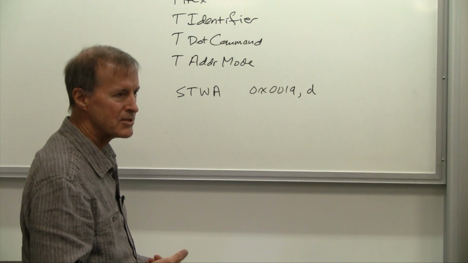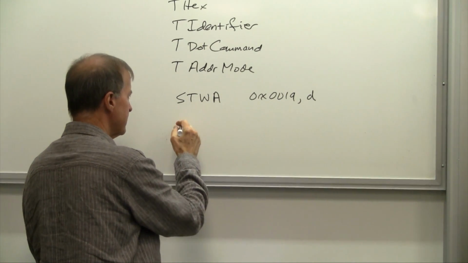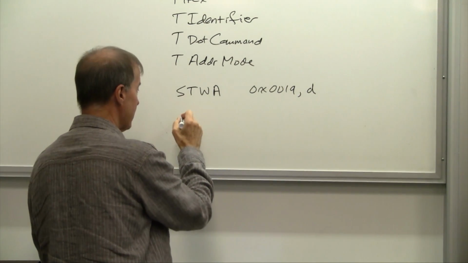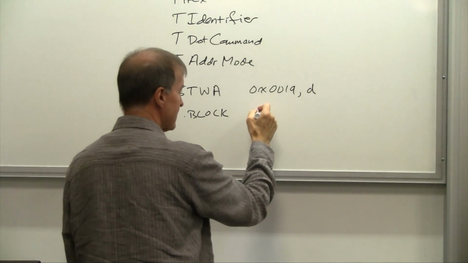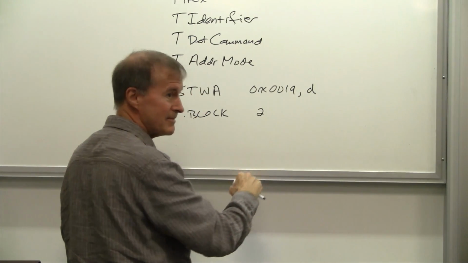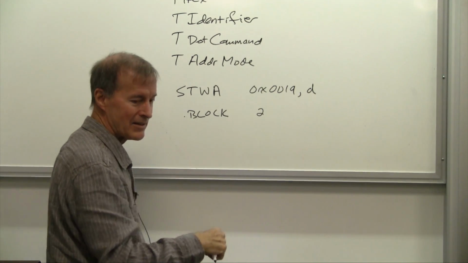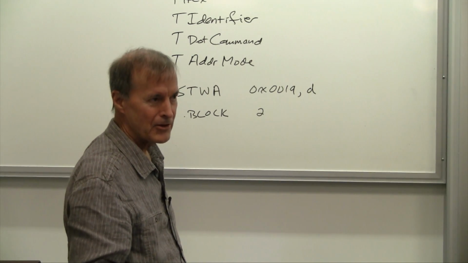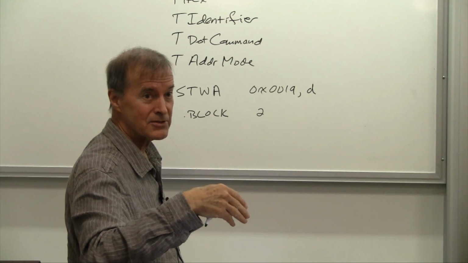The other kind of statement is what? Well, what's another kind of statement? Yeah, you could have a .BLOCK, or a hex, like .BLOCK 2, but no addressing mode. Are you with me? And I think there are unary ones and there are non-unary ones.